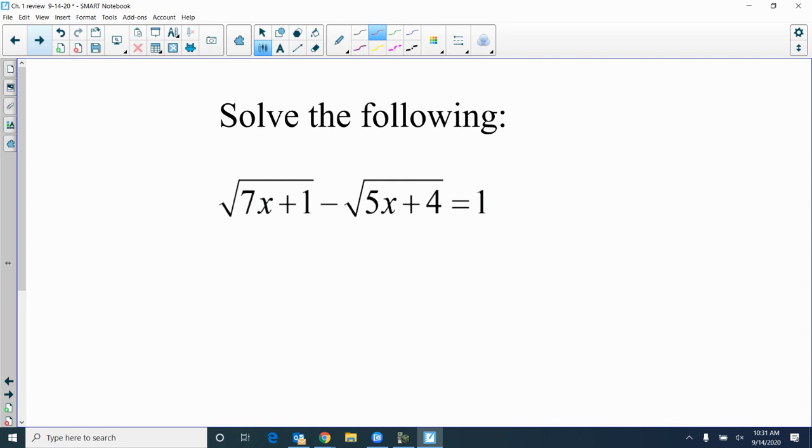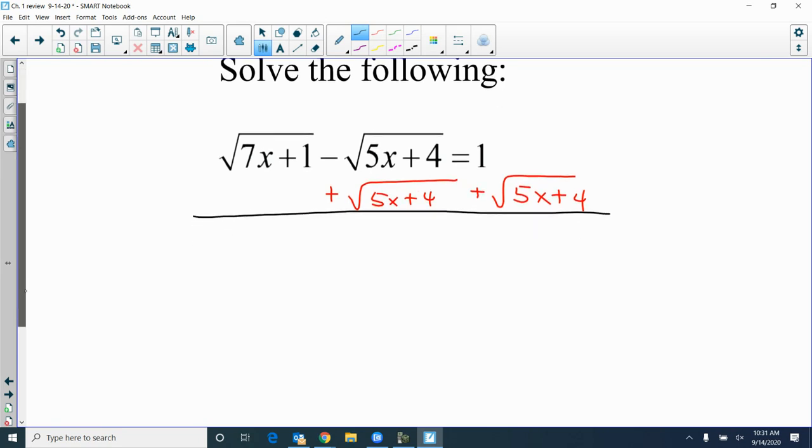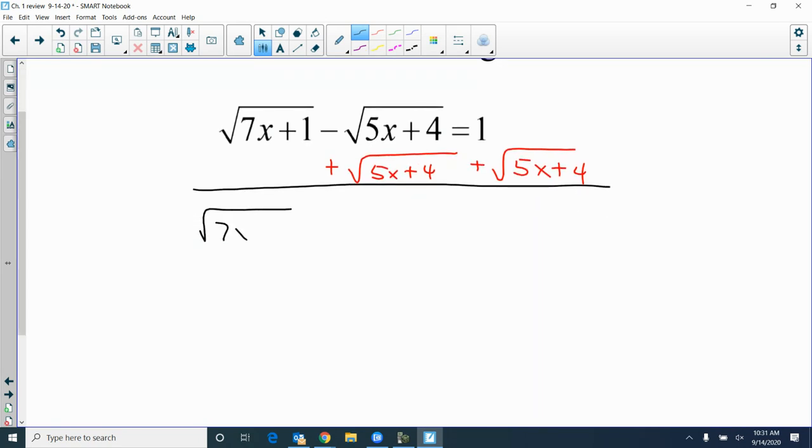All right, a couple key things. Whenever you have radicals, you must check for extraneous solutions because you will square at some point. You want to isolate one of the radicals. You don't want to mess with this right now and try to square both sides. So I'm going to move the minus one. I'm going to add it to both sides. And that gives me square root of 7x plus 1 equals 1 plus the square root of 5x plus 4.